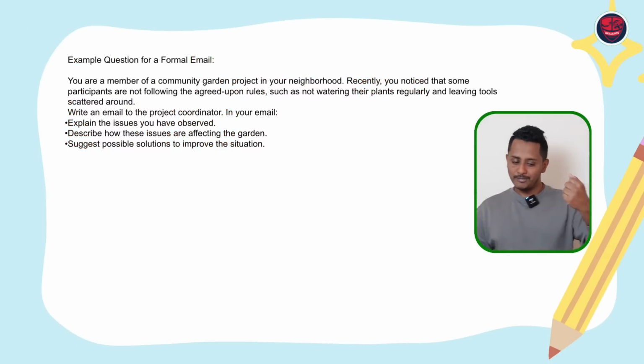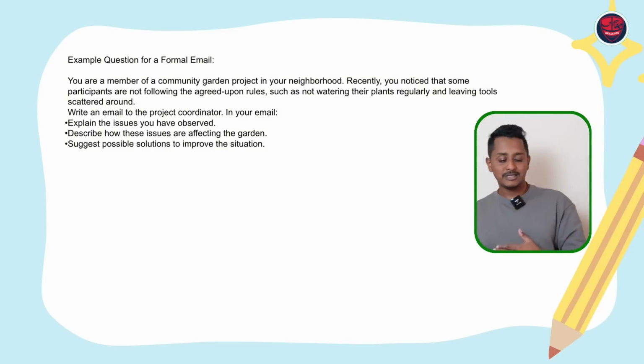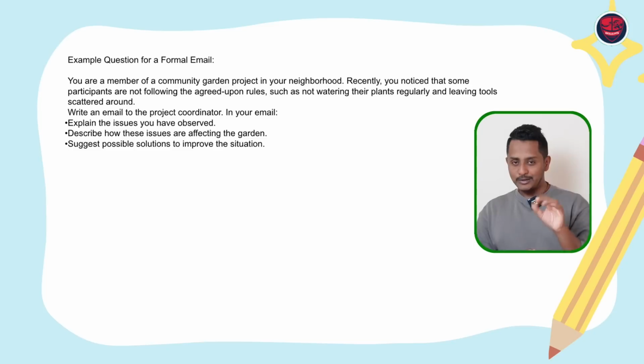If this is the question: you are a member of a community garden project in your neighborhood. Recently, you notice that some participants are not following the agreed upon rules, such as not watering their plants regularly and leaving tools scattered around. Write an email to the project coordinator. In your email, explain the issues, describe how these issues are affecting the garden, suggest the solutions.